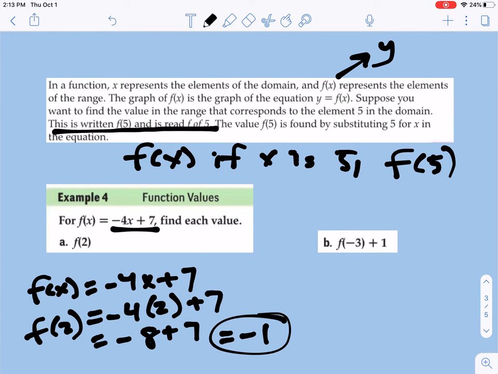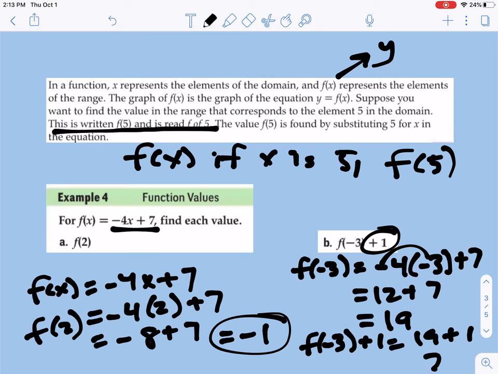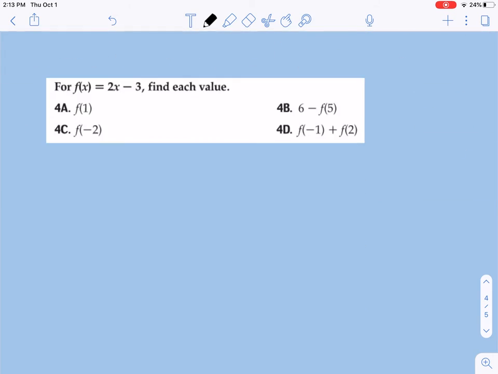For b, you're going to rewrite the equation, f of negative 3. You'll rewrite that first part, so you'll go negative 4 times negative 3 plus 7. Figure that out. So that's 12 plus 7, which is 19, because your two negatives make a positive. And then you just add 1 to that. For f of negative 3 plus 1, you just go 19 plus 1, and then you get 20. All right, so pretty straightforward, nothing too complicated.